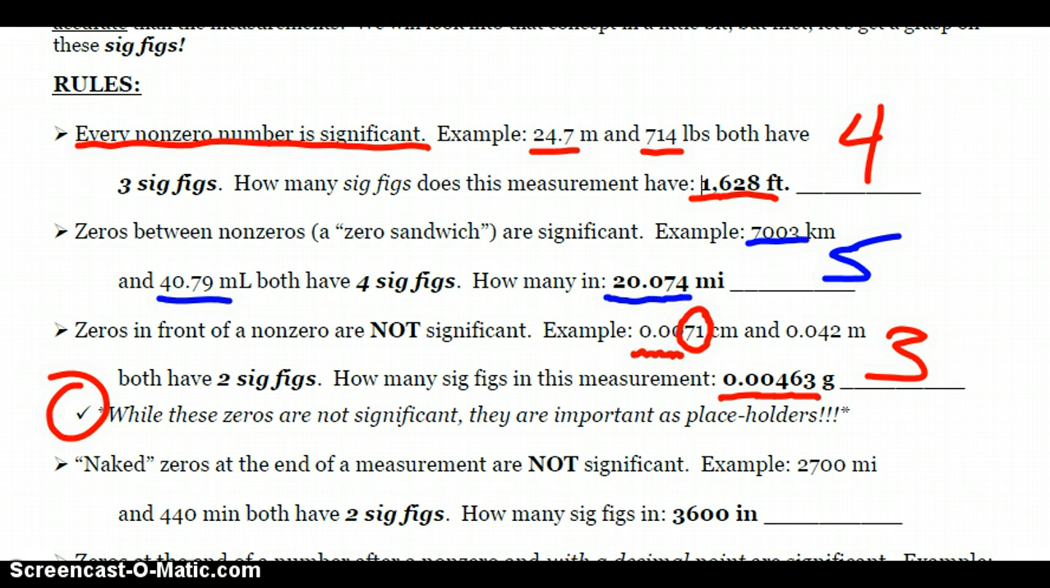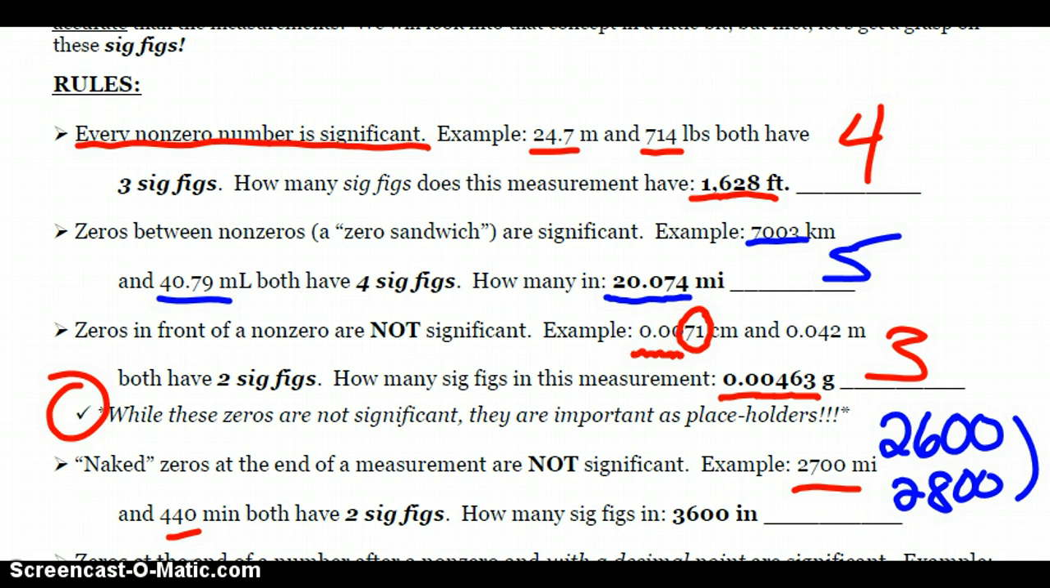Same thing with these naked zeros. If you have zeros at the end of a measurement, they're not significant if there's nothing around them. Again, they're just placeholders. 2,700 miles and 440 minutes. They only have the 2 Sig Figs. 2,700 miles, that means the measurement is somewhere between 2,600 and 2,800. So that's like a very rough estimate of miles. And so those zeros are just kind of placeholders. And so same thing here, 3,600 inches, that would just be 2 Sig Figs.